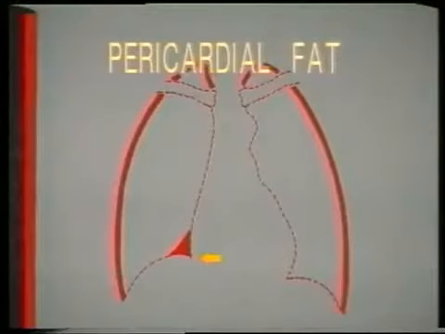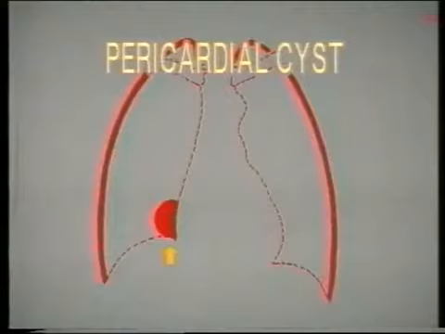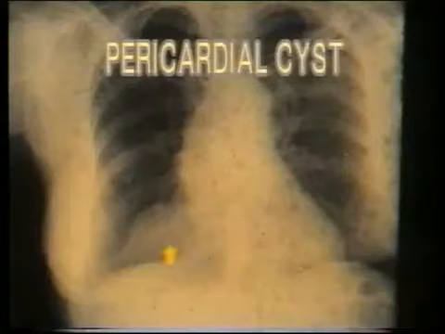A triangular hazy shadow filling the cardiophrenic angle suggests a pericardial fat pad. If the opacity is based on the diaphragm, it may be a diaphragmatic hernia through the foramen of Morgagni. And if the opacity faces laterally, then it is a pleuropericardial cyst. Note again the rounded opacity of pleuropericardial cyst.